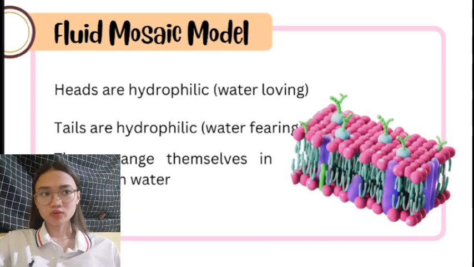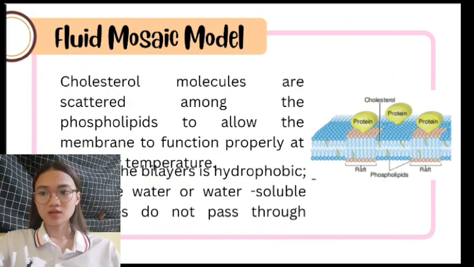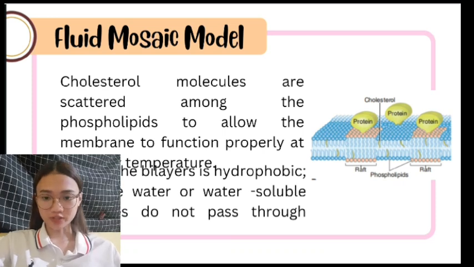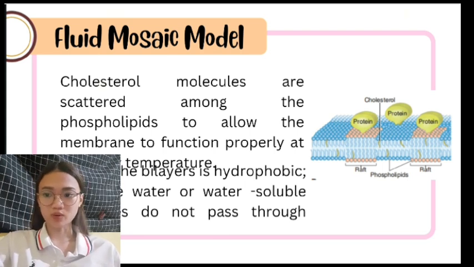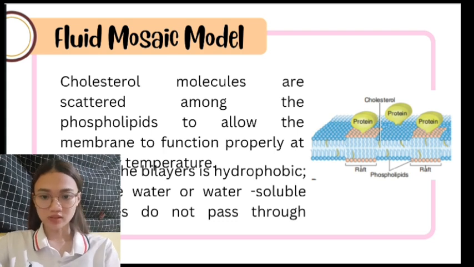Next, yung phospholipid natin ay may head and tail. So, heads are the hydrophilic or the water-loving, and the tails are the hydrophobic, water-fearing. So, they arrange themselves in bilayers in water. Next, cholesterol molecules are scattered among the phospholipids to allow the membrane to function properly at body temperature. So most of the bilayer is hydrophobic, therefore water or water-soluble molecules do not pass through easily.